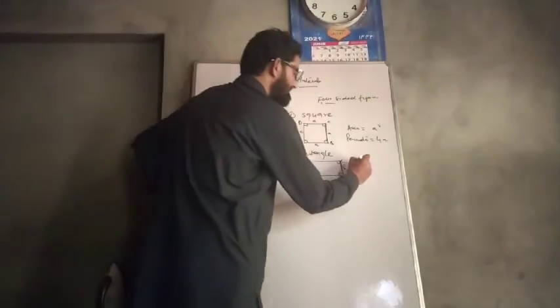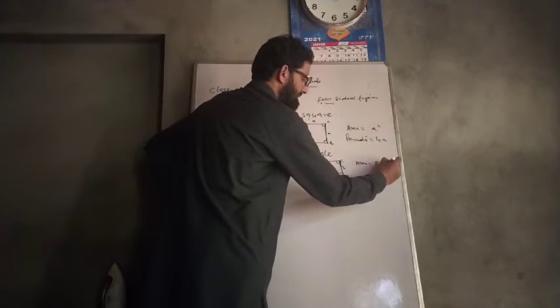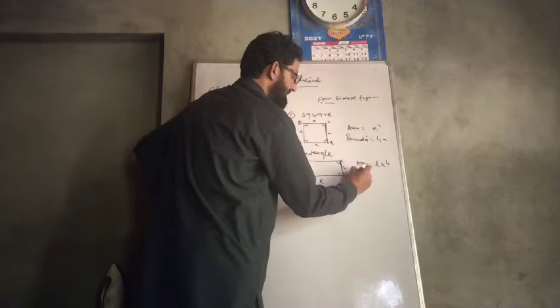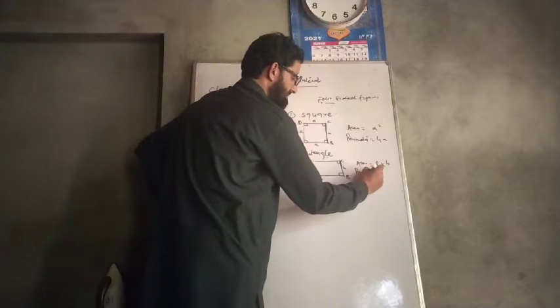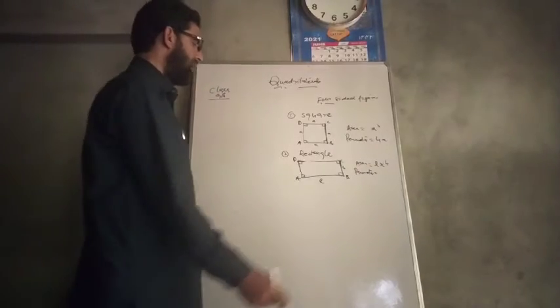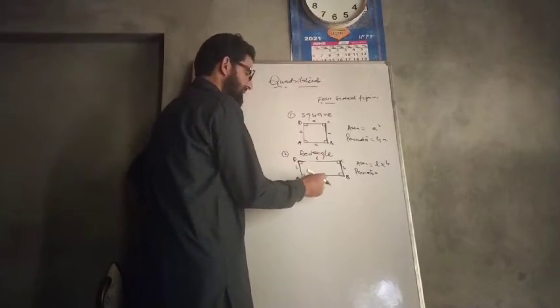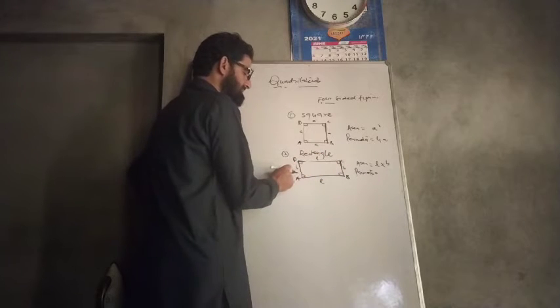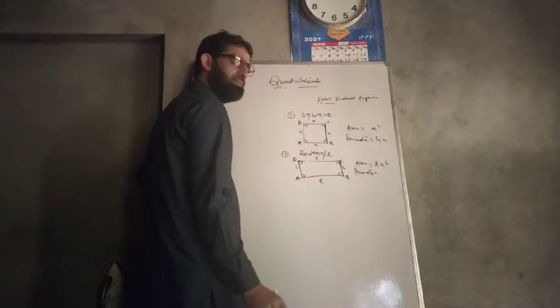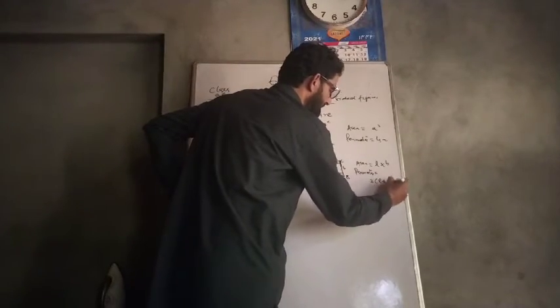And its area is given by length into breadth, and perimeter. What is perimeter? Perimeter, you know, is the sum of all sides of a figure. This is length and this is again length. This is breadth, this is breadth. So L plus B plus L plus B is 2L plus 2B. If we take 2 common, then perimeter is given by 2 into L plus B.